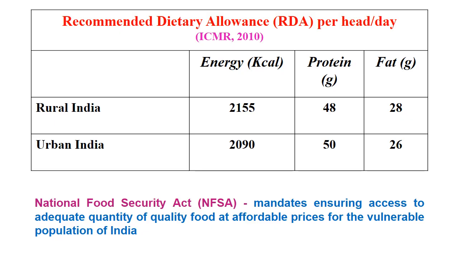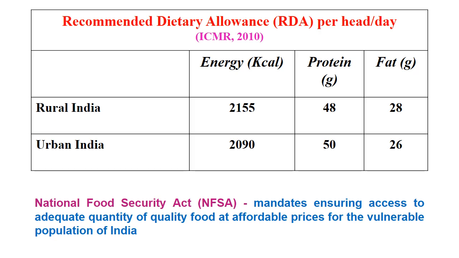Now we will see the recommended dietary allowance or RDA per head per day as per ICMR, Indian Council of Medical Research. That is the medical council which gives the recommendation for nutritional purposes. They recommend separately for rural and urban people. For rural people, the energy recommended is 2155 kilocalorie, protein 48 gram and fat 28 gram for each individual per day. Whereas in urban India, it is 2090 kilocalorie, 50 gram and 26 gram. There is a slight variation because of the changes in lifestyle and physical work, etc.